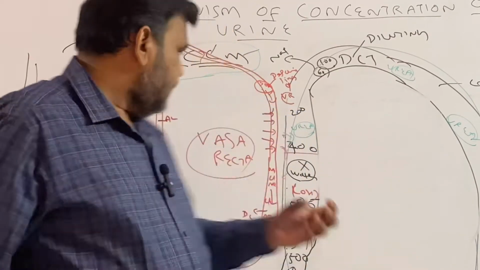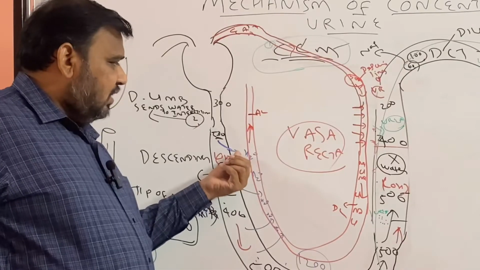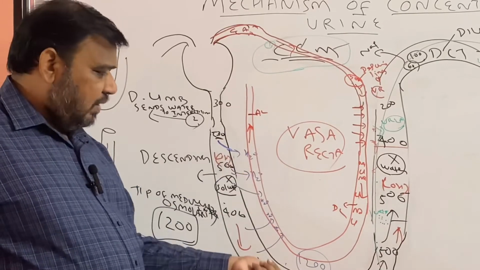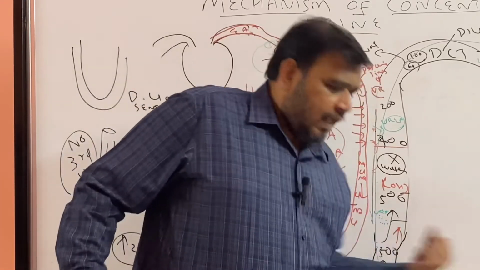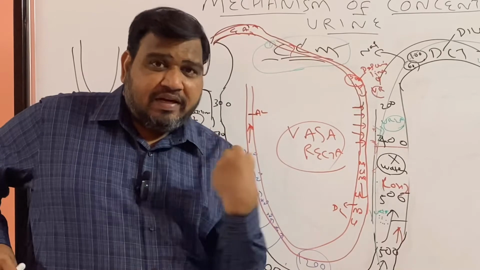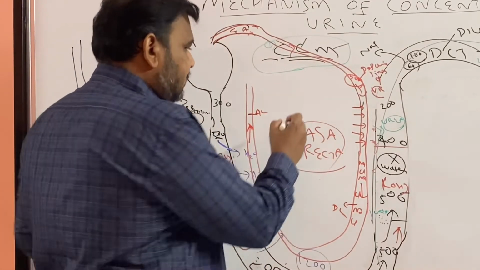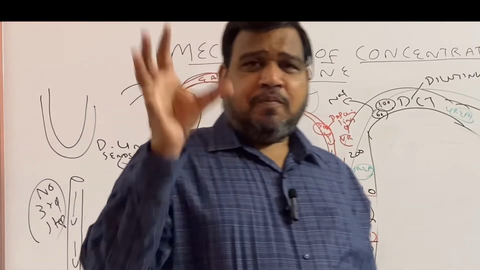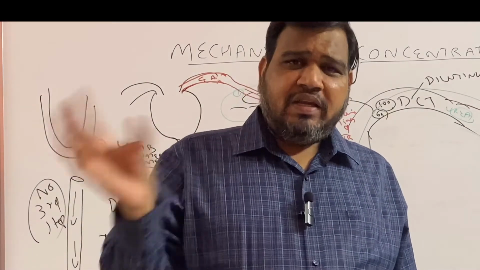At the same time, imagine if this vasa recta is not there, this water, the blue color, would have diluted the interstitium. Then the 1200 I wouldn't have got. Only if I get this 1200 will I be able to absorb the water with the help of ADH. I require that osmotic gradient. So 1200 is needed, and vasa recta is maintaining it. Note it down. The loop of Henle is producing the medullary hyperosmolarity. Vasa recta is maintaining the medullary hyperosmolarity.